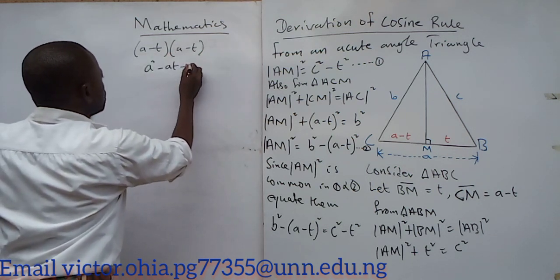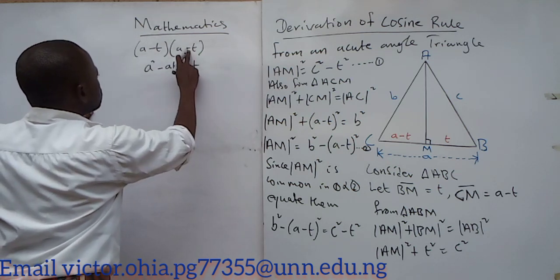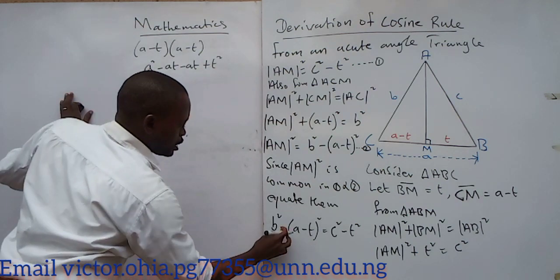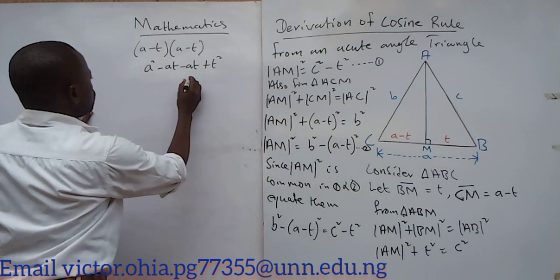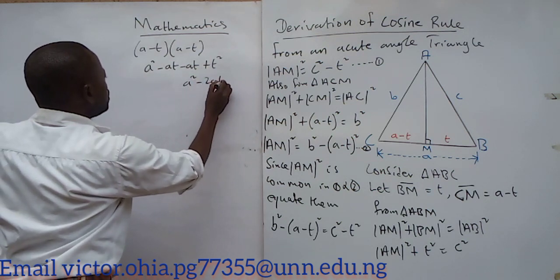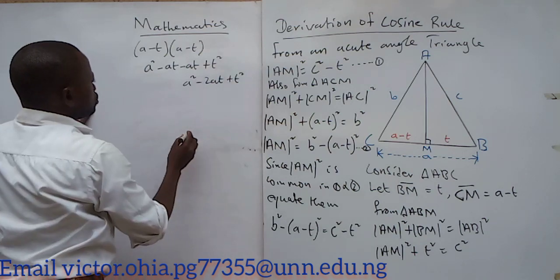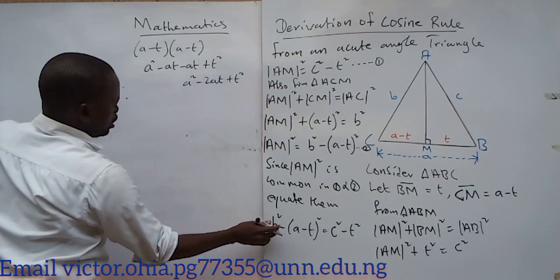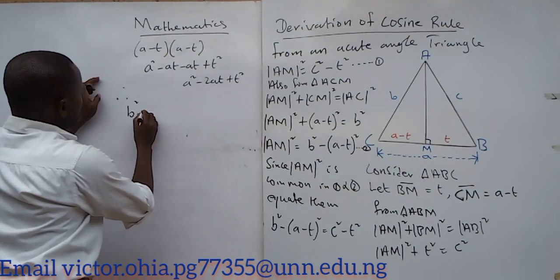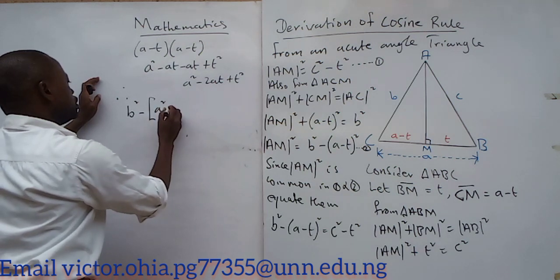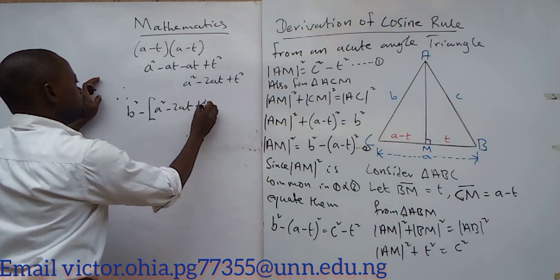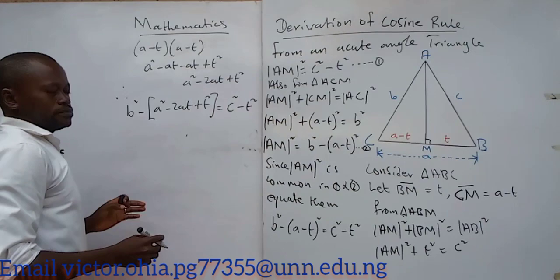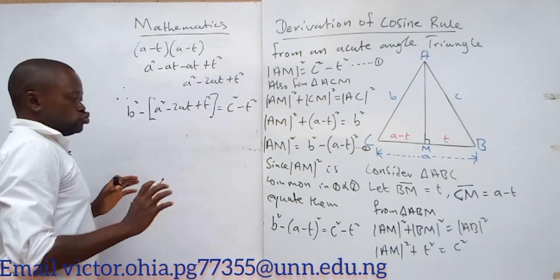This times this is also minus at. Then minus t times minus t will give you plus t squared. Remember, there is a minus before them, so gather them. We will have a squared minus 2at plus t squared. So permit me to bring in this one now. I will therefore have b squared minus, in brackets, a squared minus 2at plus t squared, close bracket, equals c squared minus t squared. I'm sure that is not a trouble.